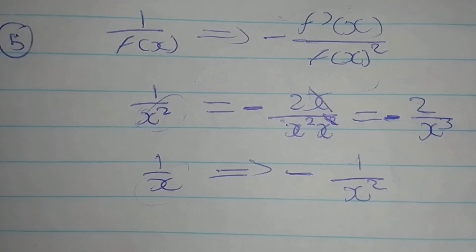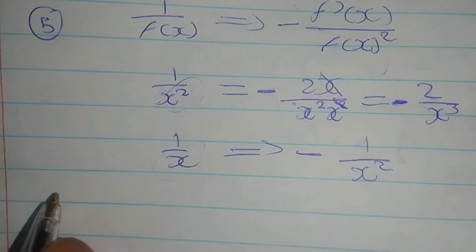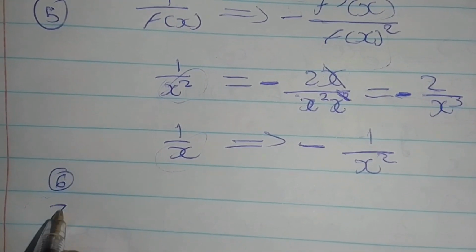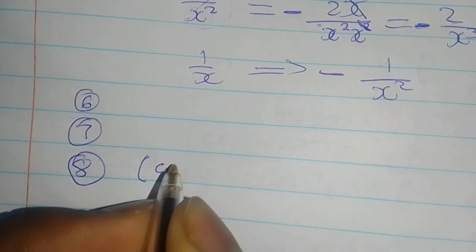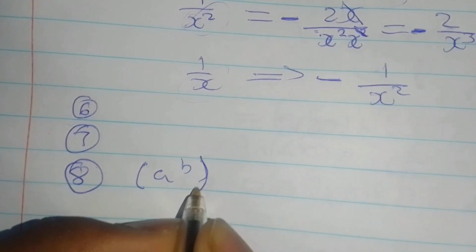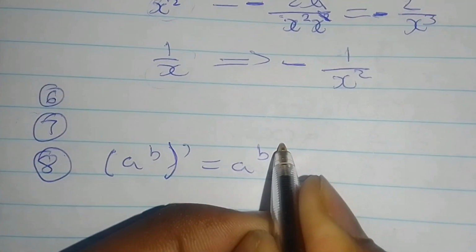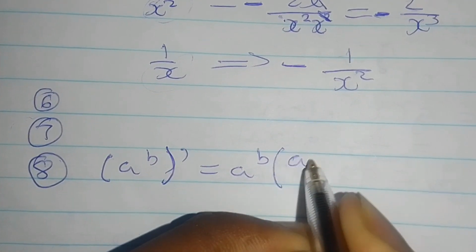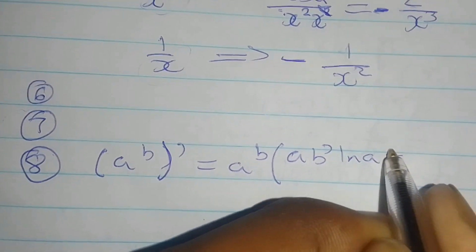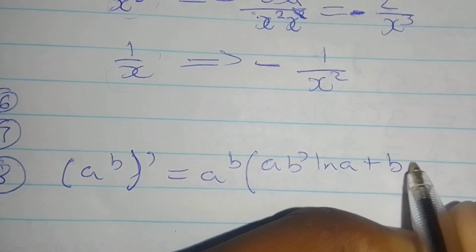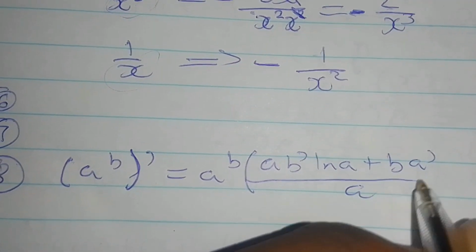Now, I'm not going to go through those exponential formulae. Check out my videos on exponential formulae. This is basically the stuff that I covered there. This is going to be a to the b, a to the b times (a times b prime ln a plus b a prime divided by a).